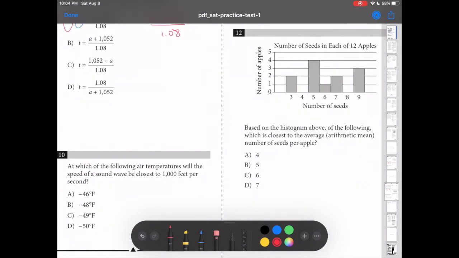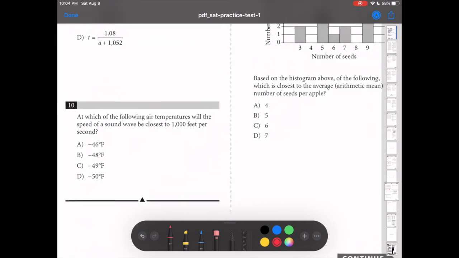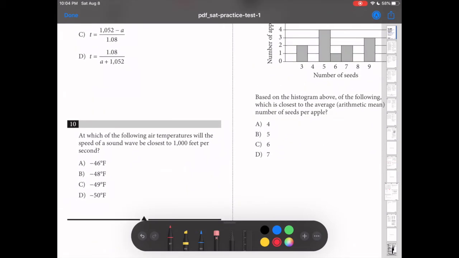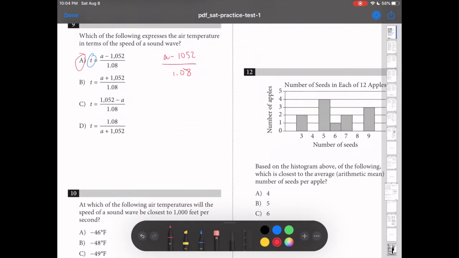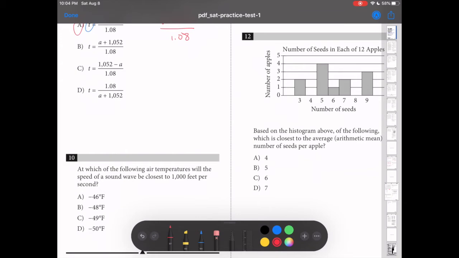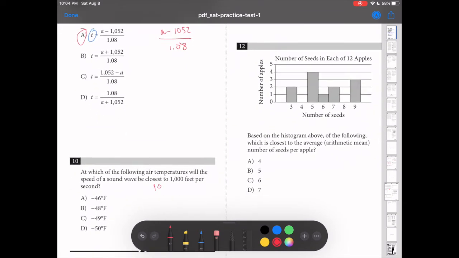Okay. Number 10, plug and chug. We want the sound wave, which in this equation is represented by the variable a, and we want it to equal 1000. This would be really good for a calculator real quick, and that's something important. In this section, you really have to be selective when using a calculator, because sometimes it can really just slow you down. So it's really just a simple plug and chug. We already had the equation given above. So 1000 minus 1052 over 1.08. That should be able to give us B.